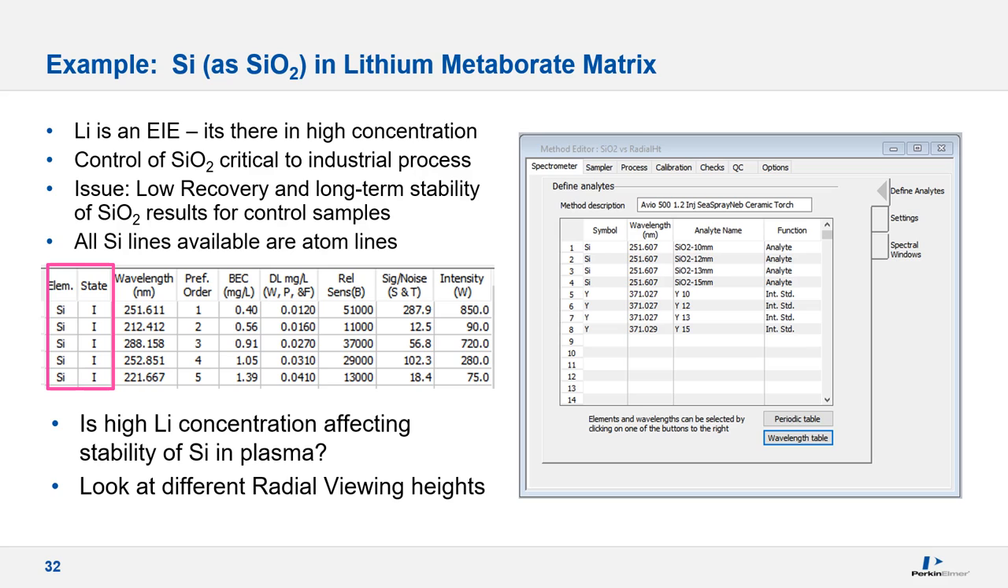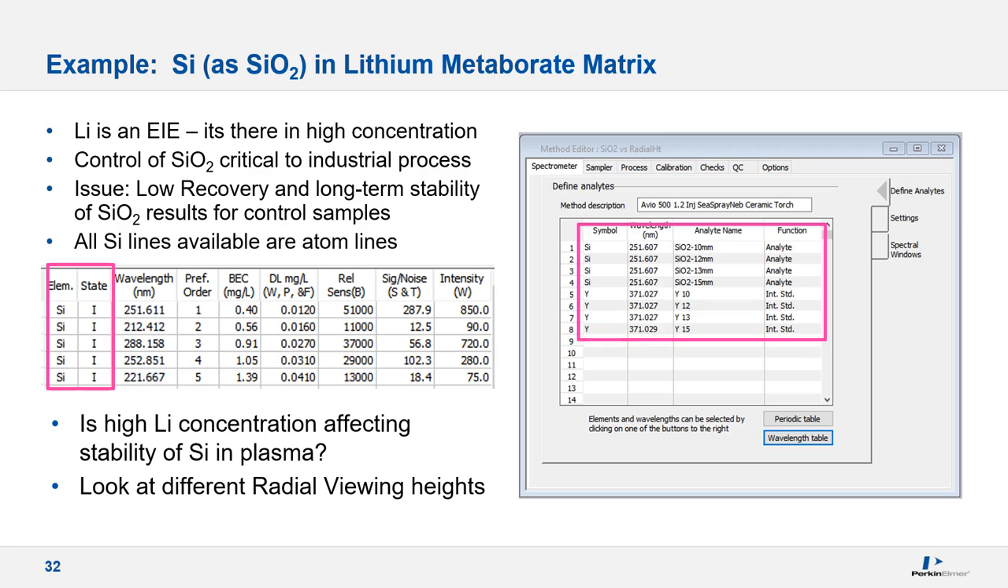All of our silicon lines are atom lines. Silicon 251 was used because it was the most sensitive line and the default radial viewing height of 15 millimeters was being used for the initial analyses. So we want to do a study to see if the viewing height has an effect on the accuracy and precision of our control sample.